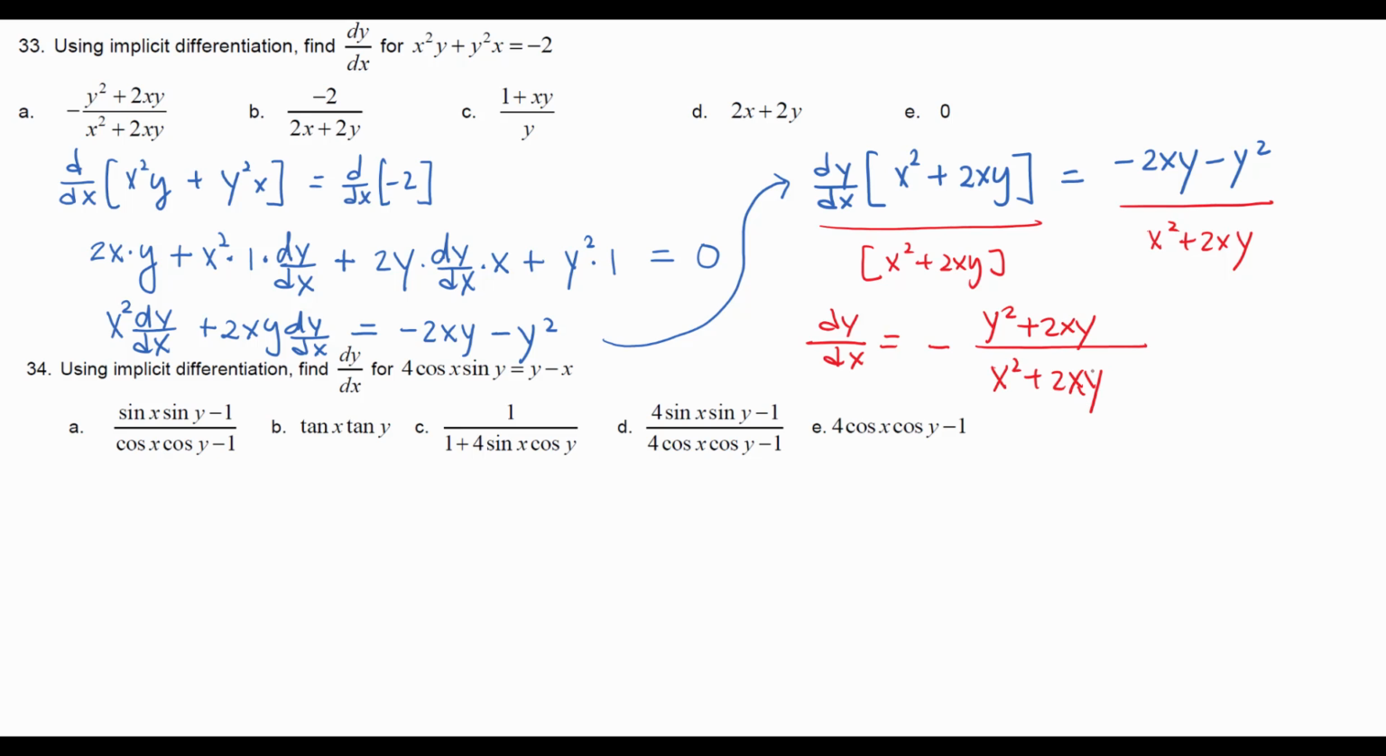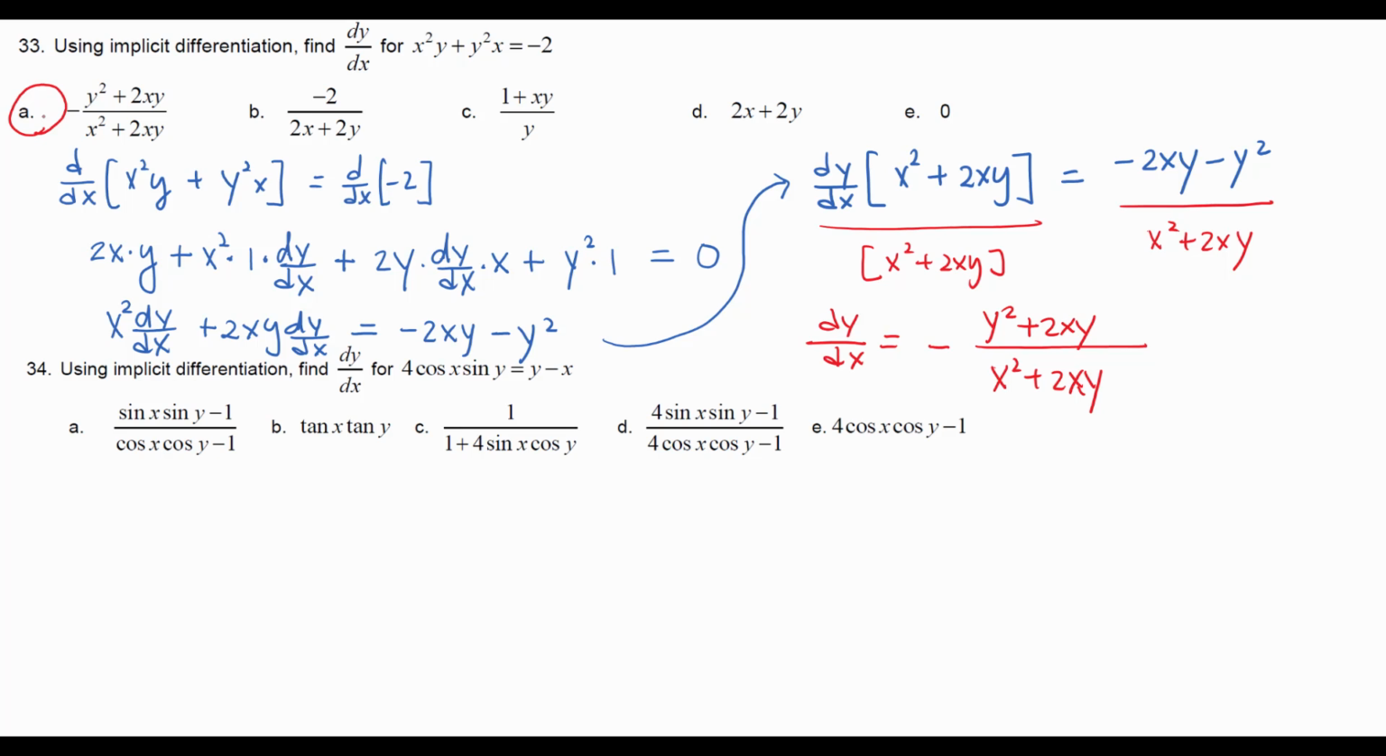So your answer is A. Number 34. Using implicit differentiation, find the dy/dx for 4 cosine x sine y equal y minus x.